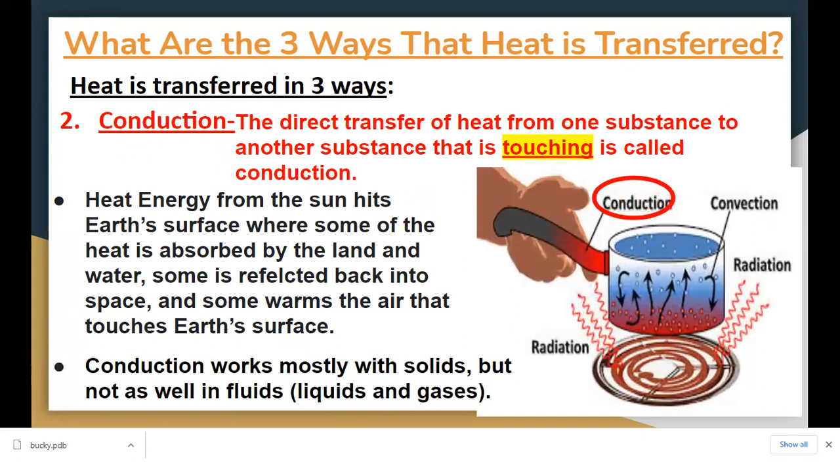So you can look here and conduction here in our example is that handle of the pot. You never want to touch the handle of a pot without a glove on because you can burn yourself. Why? Because of conduction. The heat is being transferred directly to the handle of that pot. And if you touch it, the heat transfers to your hand. Ouch. So with the sun in the atmosphere, the ground gets warm, so the air around it is touching the ground, and then the air gets hot by conduction.